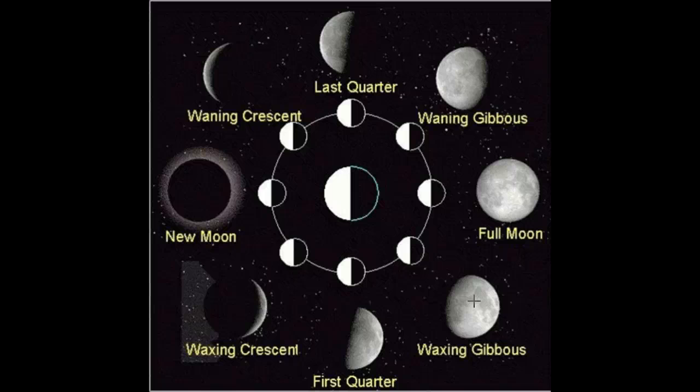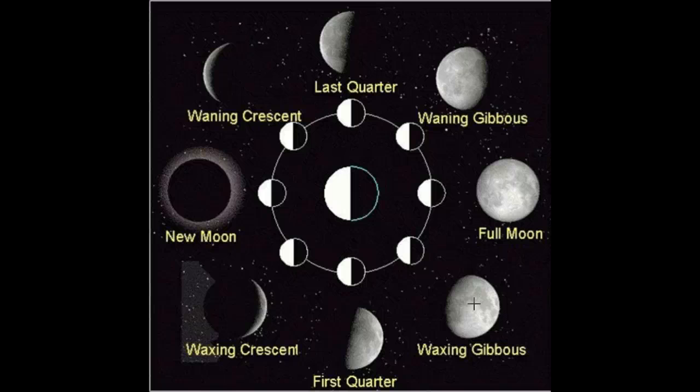A waxing gibbous moon rises during the hours between noon and sunset. Write that down. And then it sets in the wee hours after midnight. So write that down as well. Wee hours meaning really early in the morning or late at night, depending on how you look at it.